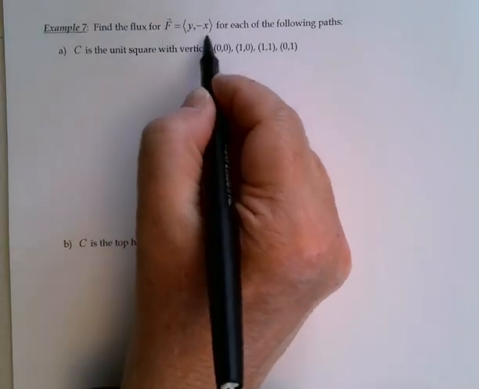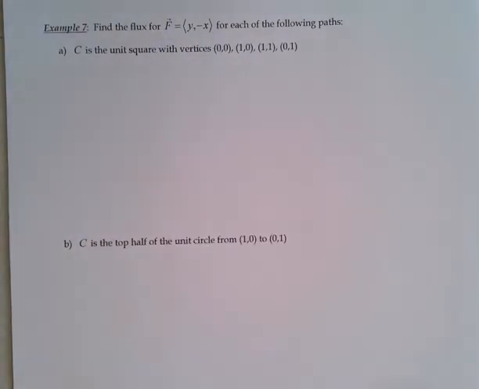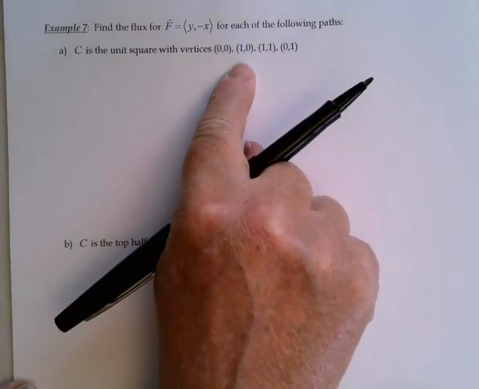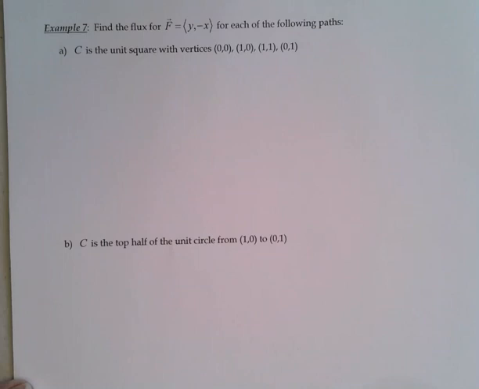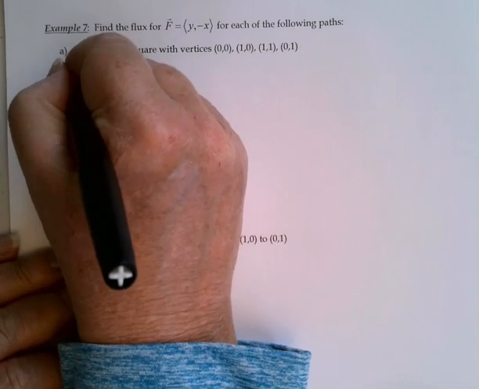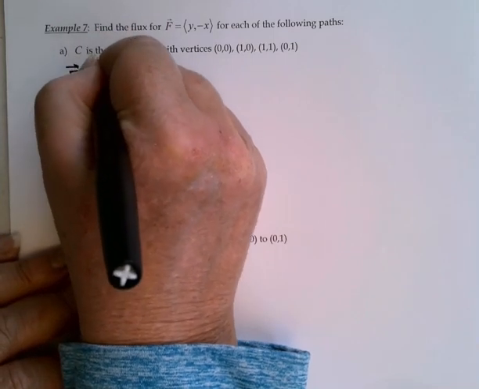Since I'm using the same vector field, 2 different paths, it would really help me if I could determine whether this was source-free, so I don't have to parameterize 4 different sides of that square and then parameterize again for my half unit circle. I could just use the FTC. So it's probably worth it to check and see if indeed my vector field is source-free. So let's check. Is F source-free?